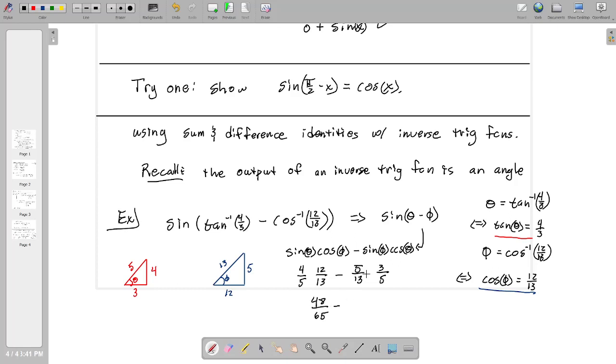48/65 minus 15, also over 65. Yes, this reduces. No, you don't want to reduce it because we're subtracting. You're just going to have to find a common denominator again if you reduce it. So 48 minus 15 is 33 divided by 65. And we are done.